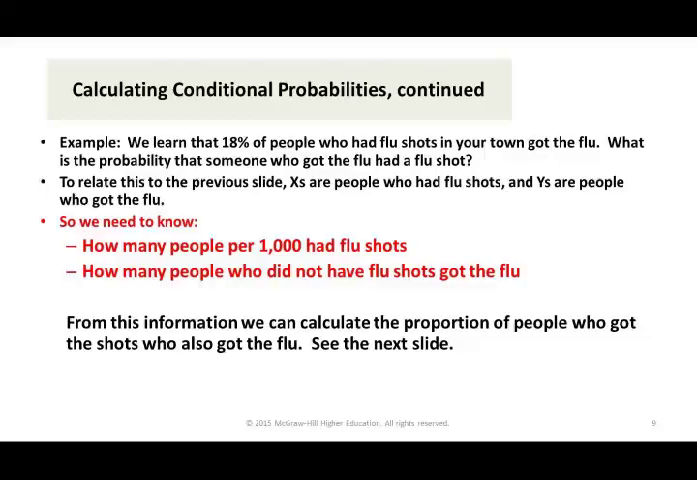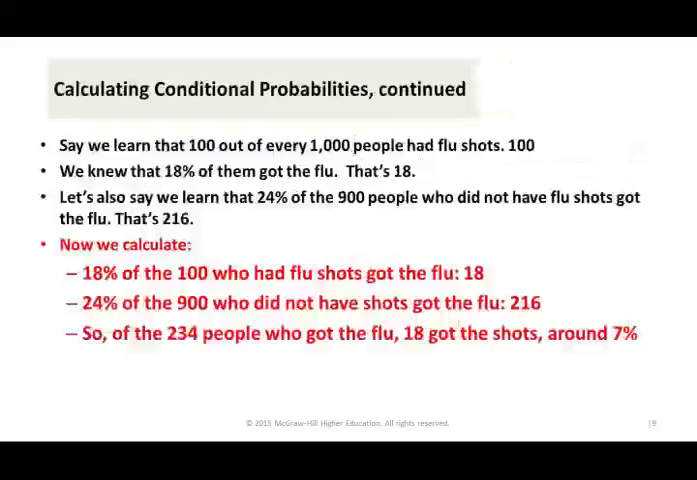Okay? So to relate this to the previous slide, the X's are the people who had flu shots and the Y's are people who got the flu. And what we want to know is how many people per 1,000 had flu shots and how many people did not have the flu shot. You need both of those points of information. From this information, we can calculate the proportion of people who got the shots who also got the flu. Okay? So let's check out the next slide.